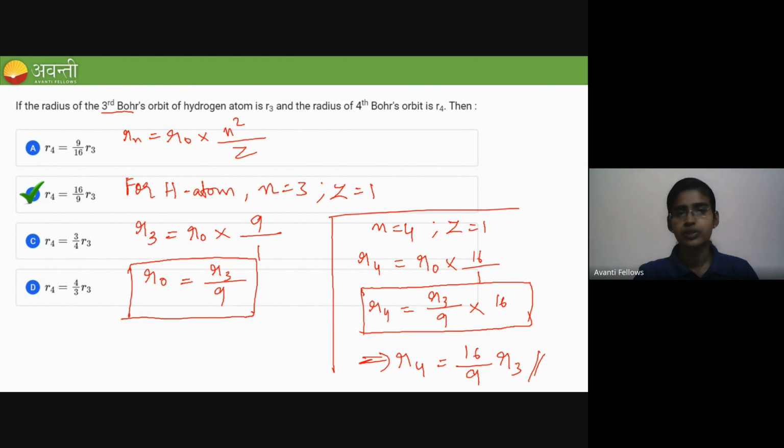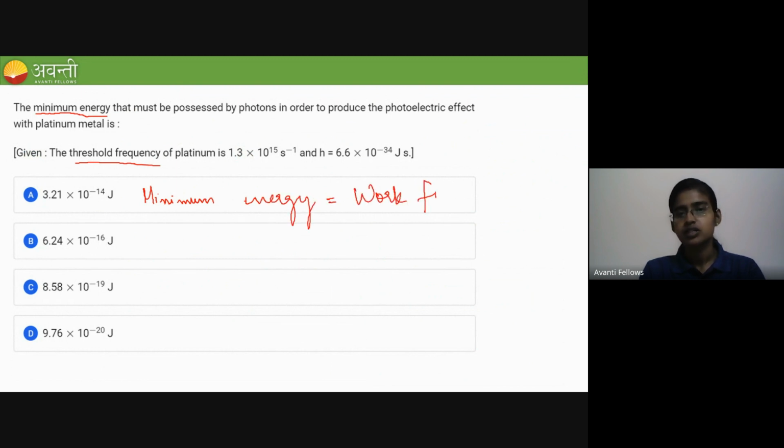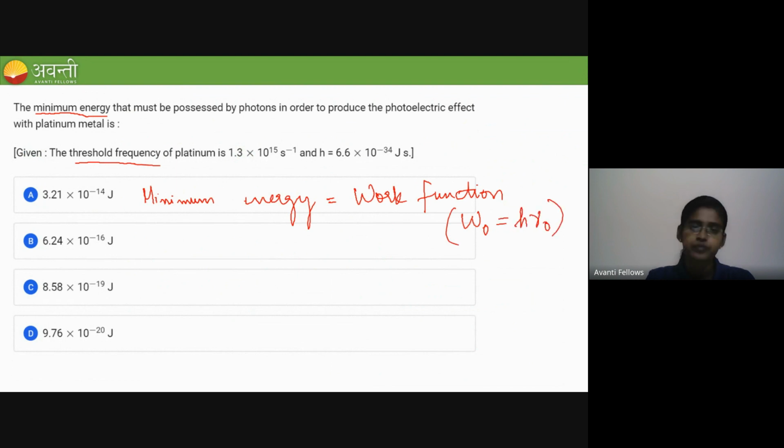Let's move on to one more question. The minimum energy that must be possessed by photons in order to produce the photoelectric effect with platinum metal is. So what is the minimum energy? It is nothing but the threshold energy, the minimum amount of energy required to eject an electron from the metal surface in the photoelectric effect. Minimum energy is equal to the work function, represented by W naught, and W naught is equal to h nu naught. So the minimum energy is h nu naught in joules. The h value is given as 6.6 into 10 power minus 34 joule second.